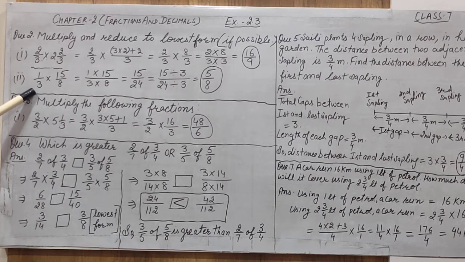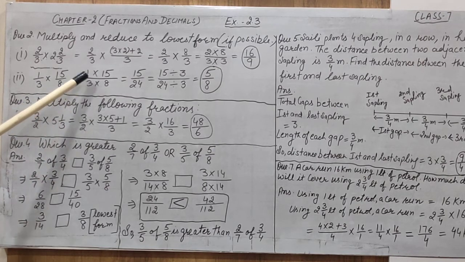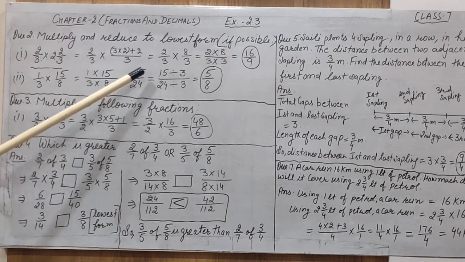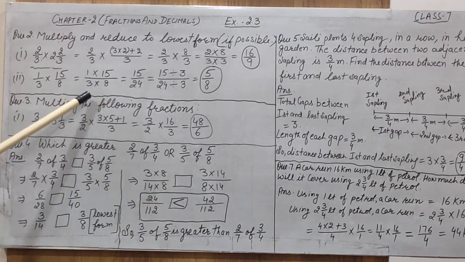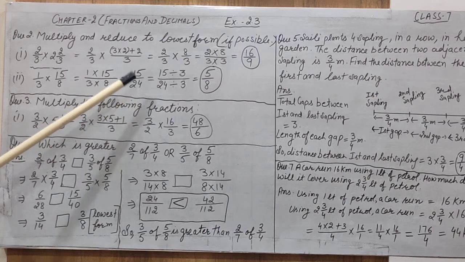The first fractional number is the proper fractional number and second is the improper fractional number. The method is similar. The numerator is multiplied with the numerator and the denominator is multiplied with the denominator. 15 multiply 1, that gives us 15, and 3 multiply 8, the result is 24.